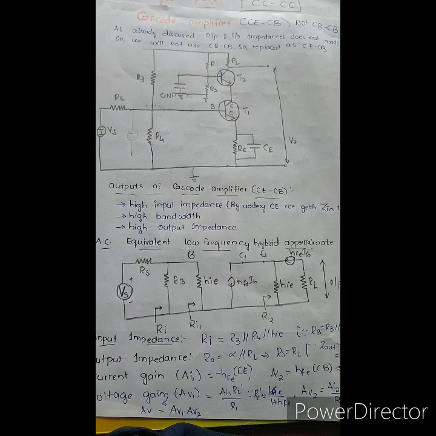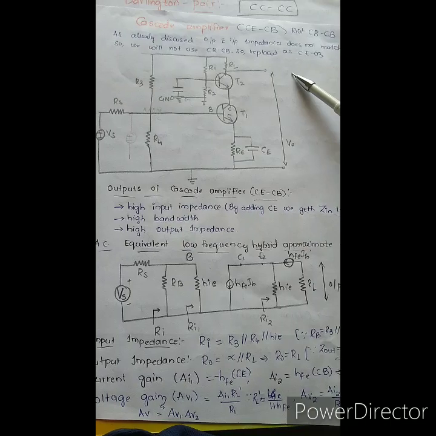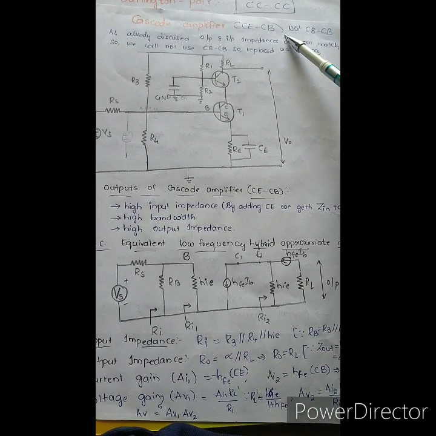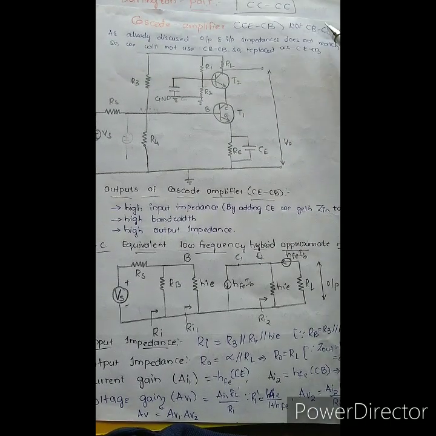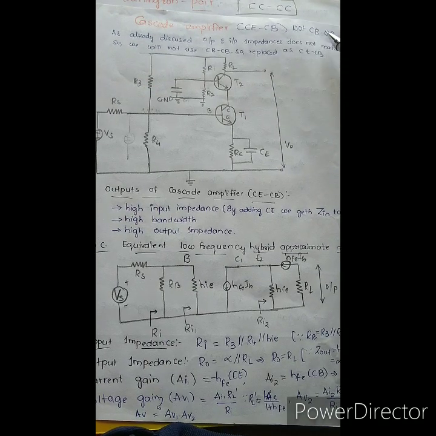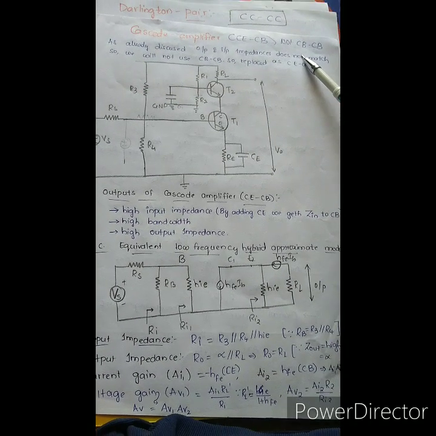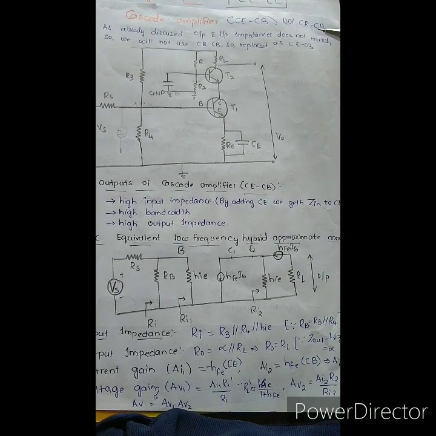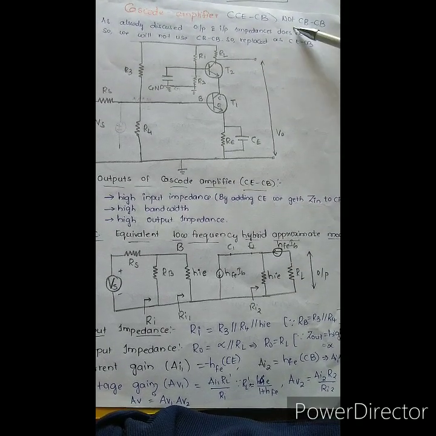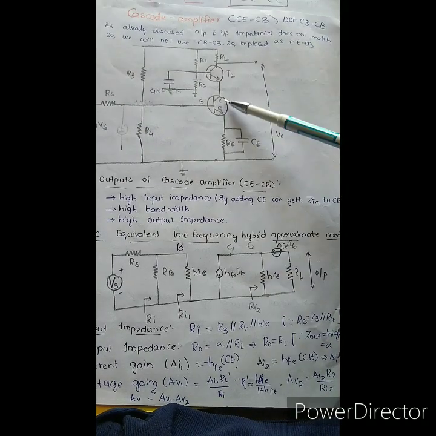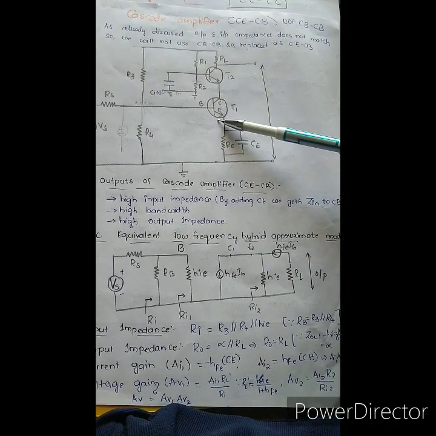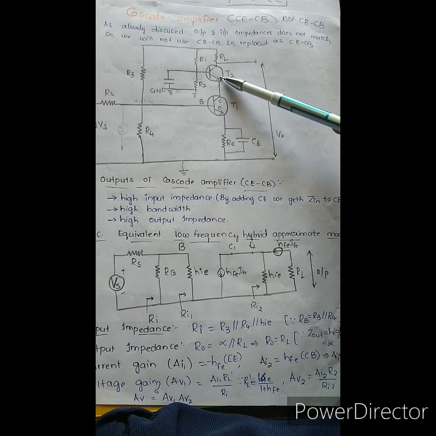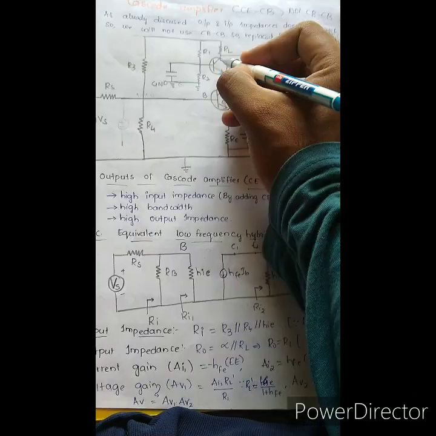Next we go to the cascode. Cascode amplifier is CE-CB, friends, not CB-CB, because CB can't drive CB and we get less bandwidth. We need more bandwidth and more gain. So to achieve those parameters, we use CE-CB. This is a CE amplifier, friends. The CE amplifier output is connected to CB.